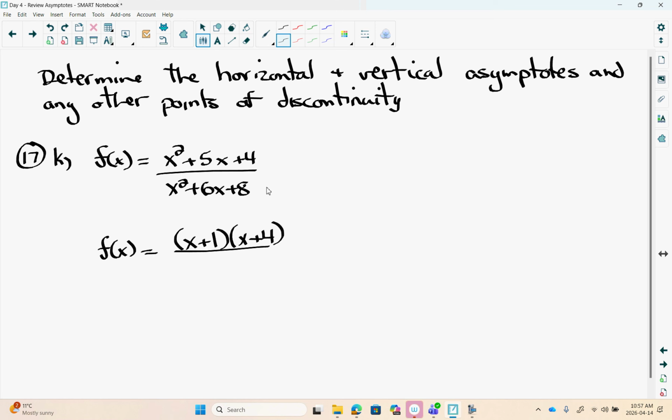Do the same thing on the bottom. Two numbers that add to give 6 and multiply to give 8. So it's 1 times 8 or 2 times 4. It's 2 times 4. I'll go x plus 2 times x plus 4.